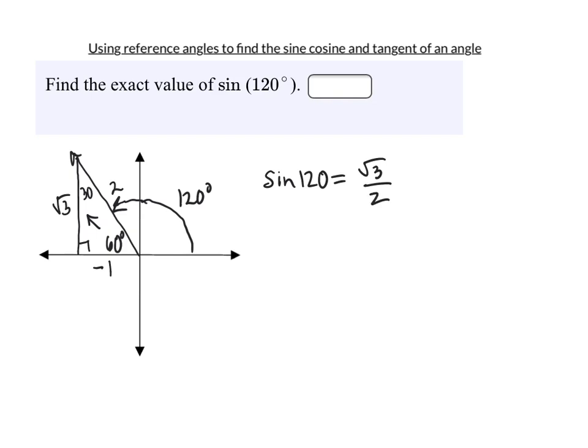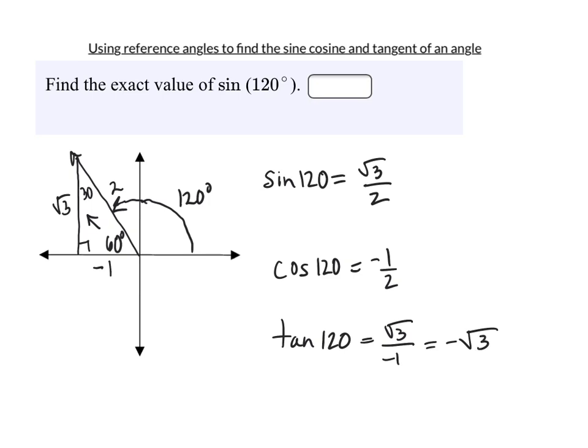Now, they don't have any other problems here, but for example, if I ask for the cosine of 120, cosine is adjacent over hypotenuse, and again, my reference angle is what I'm looking at. My reference angle is 60 degrees. Adjacent over hypotenuse would be negative 1/2. And if I ask for the tangent of 120, I look at my reference angle. Tangent is opposite over adjacent, and opposite the reference angle 60 is root 3, and the adjacent is negative 1, so that would be negative root 3.